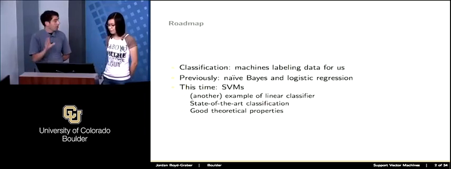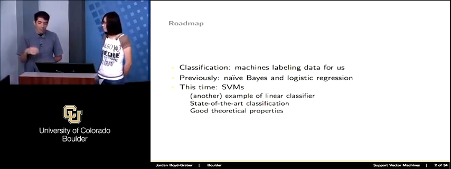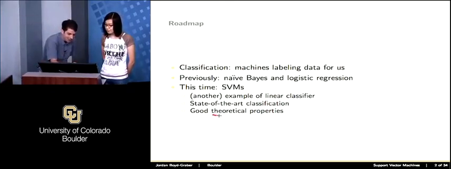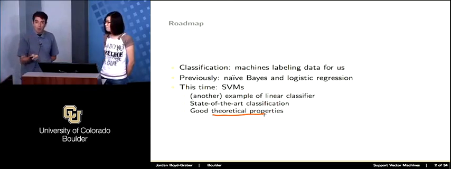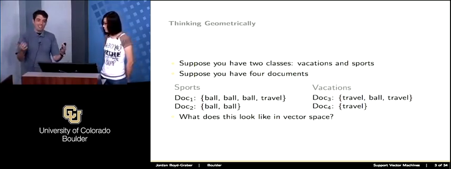Okay, so what we're going to talk about today are support vector machines, and so this, like naive Bayes and logistic regression, is a way of doing classification, and it's state-of-the-art. So if you're doing machine learning, you should know what support vector machines are, and you should be able to use them. And as I said before, they have nice theoretical properties, they work well, and the theory tells us that they should. Okay, so to talk about support vector machines, we need to think geometrically.